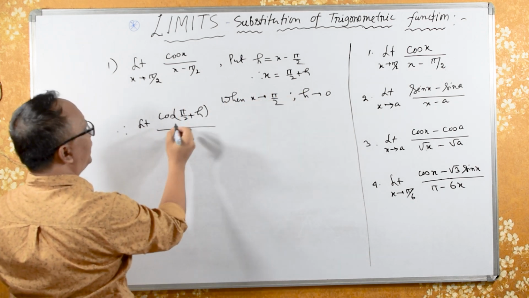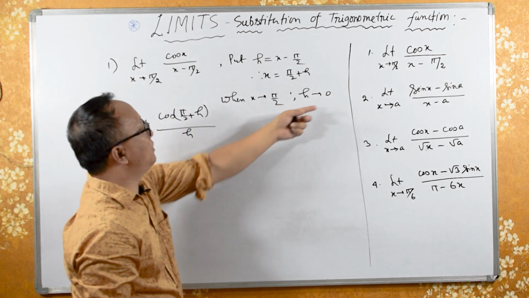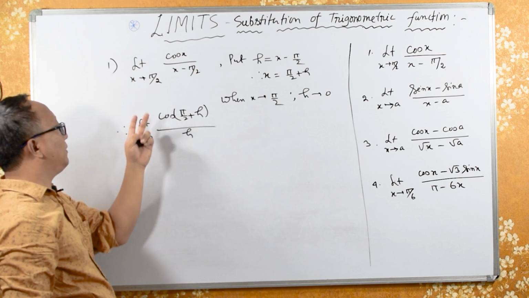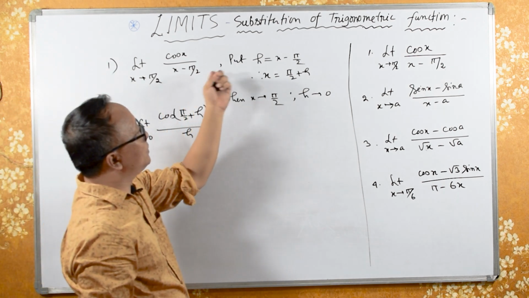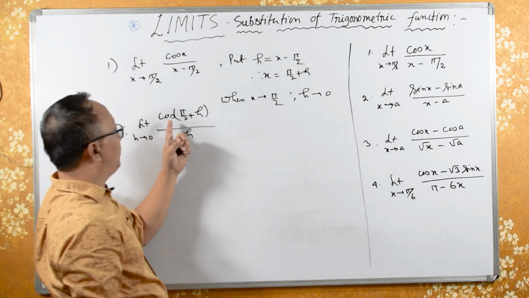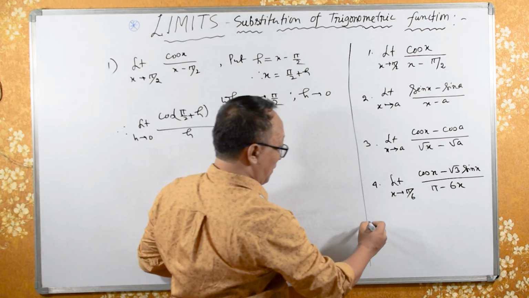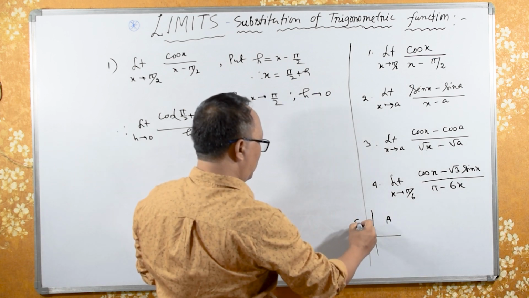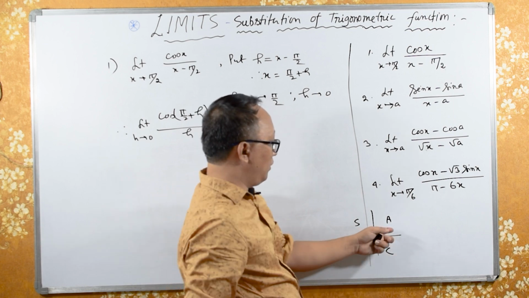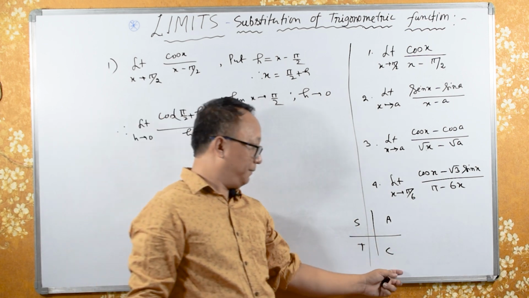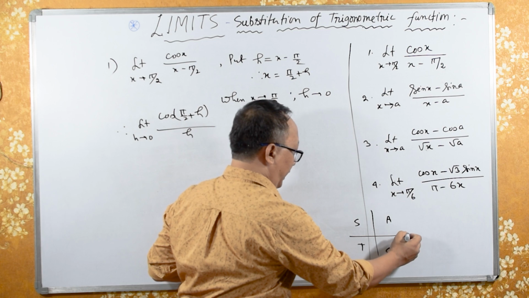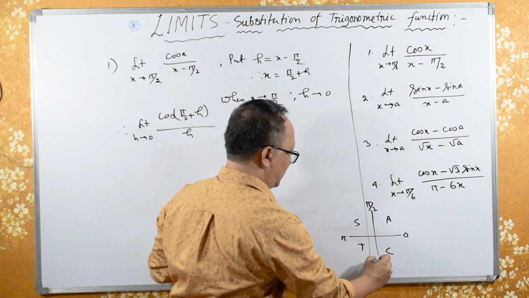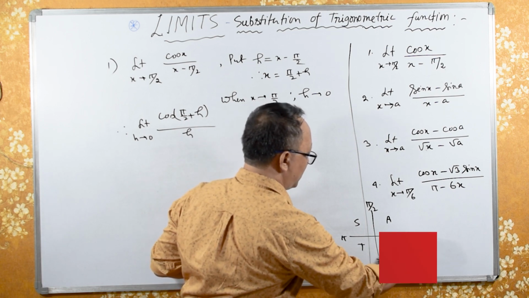h, where x tends to pi by 2 becomes h tends to 0. X minus pi by 2 is h. Now, what is pi by 2 plus h? Remember the quadrant rule: after school take coffee, or all students take calculus. Here we have 0, this is pi by 2 or 90 degrees, this is pi or 180, this is 3 pi by 2, and this is 360 degrees.